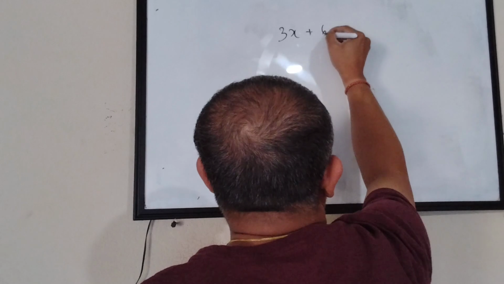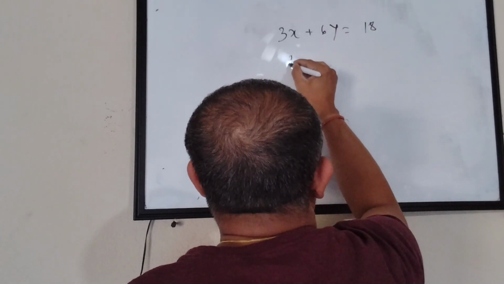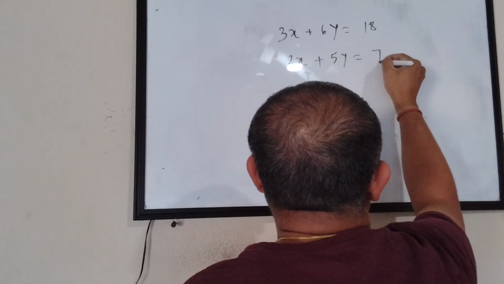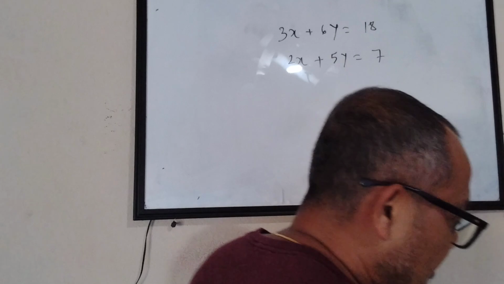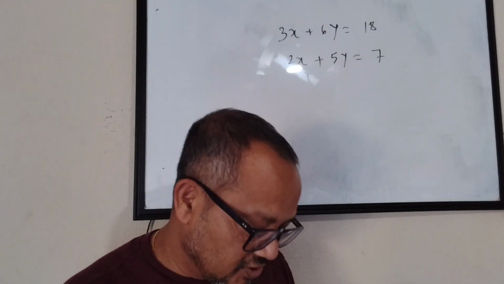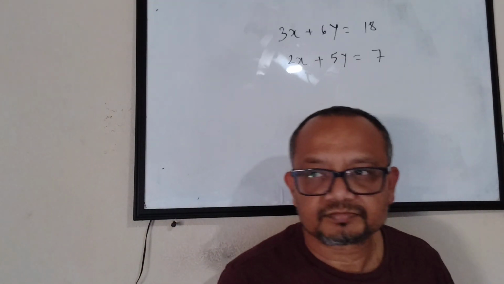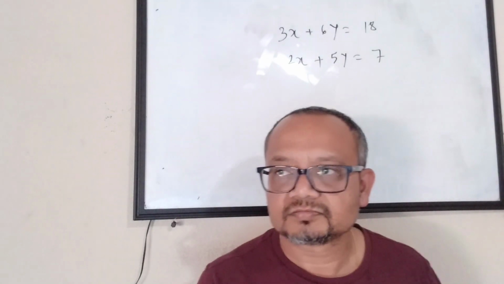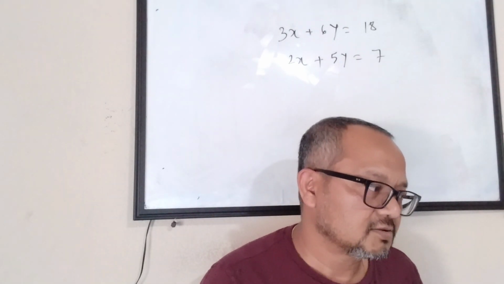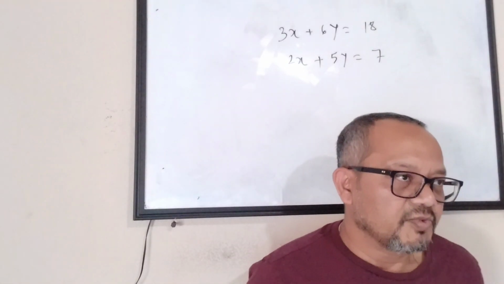3x plus 6y equals 18. 2x plus 5y equals 7. I want everybody to solve this quickly in the next 5 minutes. I want you guys to get your hands dirty a little bit, and tell me the value of x and y before I move on.